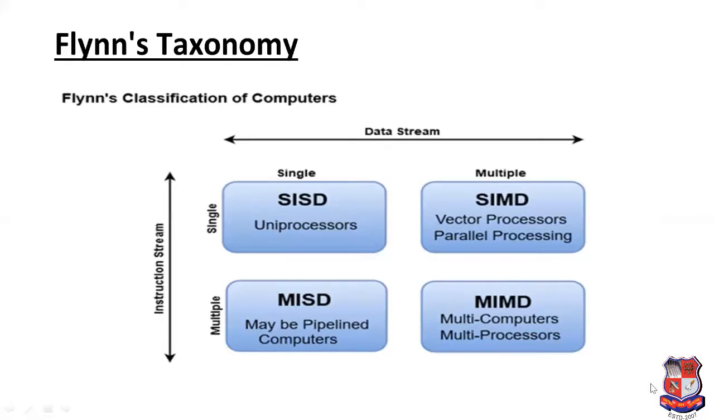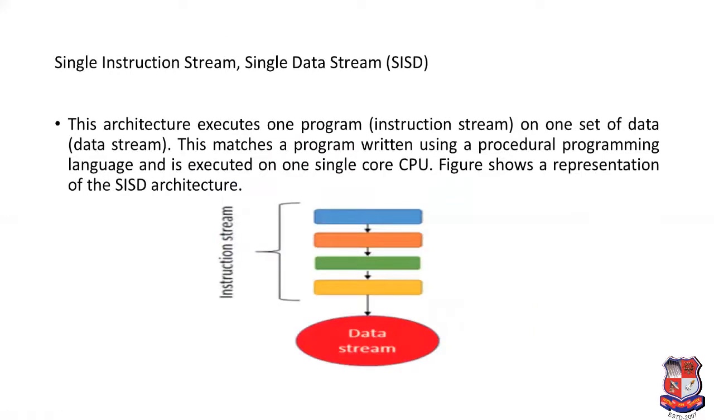So now let's see one by one. Single instruction stream, single data stream is denoted by SISD. In this architecture, it executes one program on one set of data. This matches a program written using a procedural programming language, and it is executed on a single core CPU.